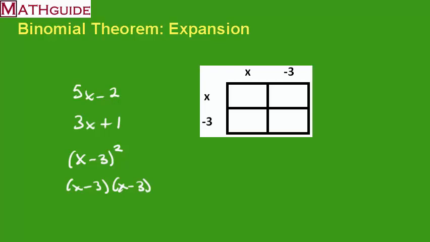So I placed a table here up on the screen so I could facilitate the multiplication here. So I'm going to take x times x. I've got x squared. I've got x times negative 3. I got negative 3 times x. And a negative 3 times negative 3. Okay. So I get these 4 terms which I then add together.